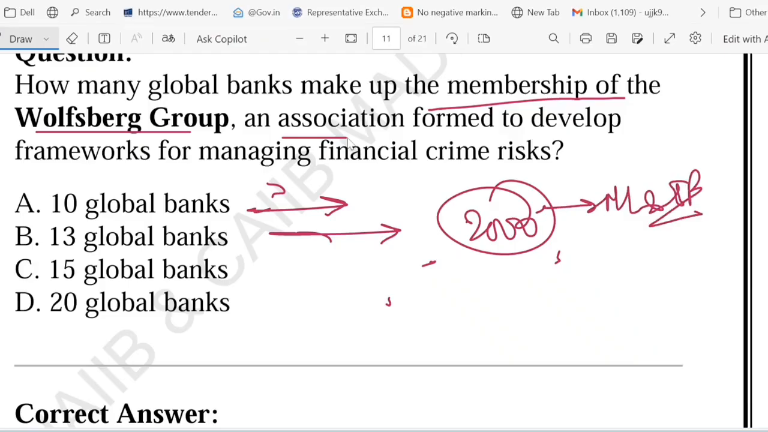What about option C? 15 global banks. Again sounds possible, but the number is not 15. Some examiners put a nearby number to confuse us. What about option D? It says 20 global banks. Definitely too high. The Wolfsberg Group is exclusive, not a large membership body. You can think of the Wolfsberg Group like the Avengers of the banking world: 13 powerful global banks united to protect the financial system from criminals.